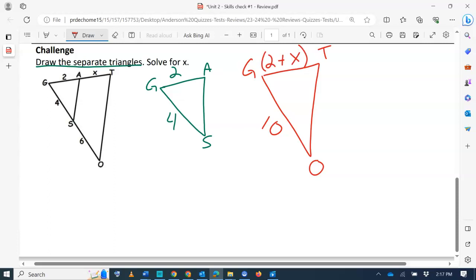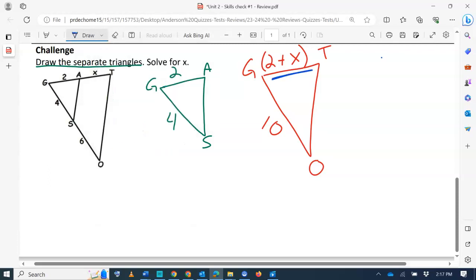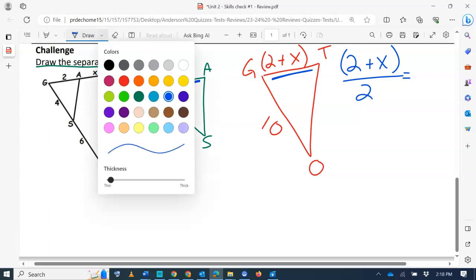Now we're going to set a proportion statement. Very similar to the very first question we answered on this quiz. Now we know that this side corresponds with this side. So we're going to put that in the first ratio. And as always, I like to put the x in the numerator, the top. So we'll do that. We will have 2 plus x over 2 is equal to, and I will draw this in a different color.